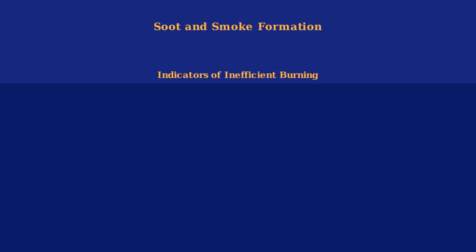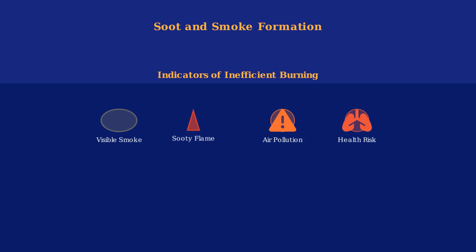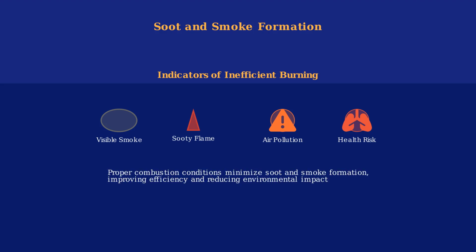The presence of soot and smoke are clear indicators of inefficient burning. Visible smoke, sooty flames, and the release of harmful compounds not only waste fuel energy, but also contribute significantly to air pollution and pose serious health risks to both indoor and outdoor air quality. Understanding soot and smoke formation is crucial for optimizing wood combustion systems. Proper air supply, temperature control, and fuel preparation can significantly reduce these harmful byproducts, leading to cleaner, more efficient burning.